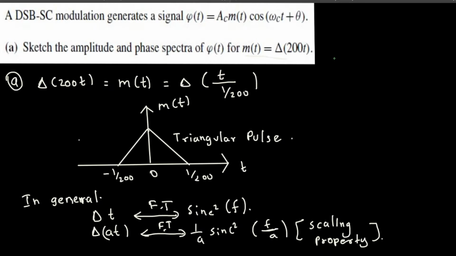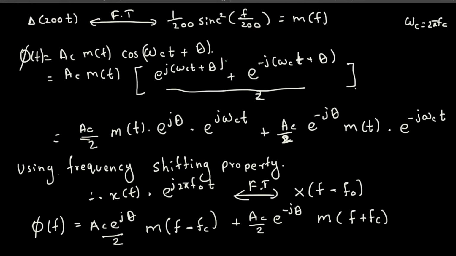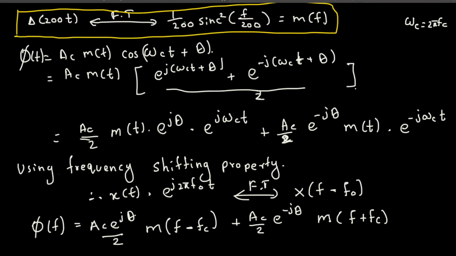If you look at here, m of t is equal to triangular 200t, and we already did the Fourier transform of that one over here. Okay, the Fourier transform of triangular 200t is 1 over 200 sinc square f over 200, that is m of f. Now we have m of f plus fc, we have a shift. So what's going to happen is this f term is going to be subtracted like this and also added like this. So we can plug this equation in instead of m of f, only the shift should be added.